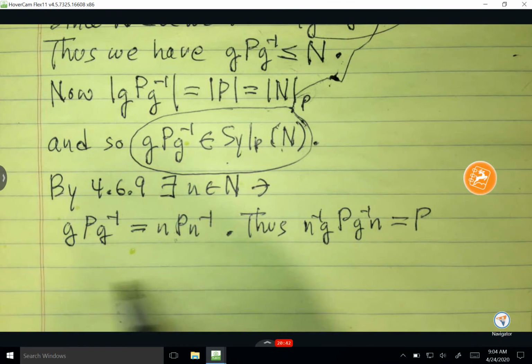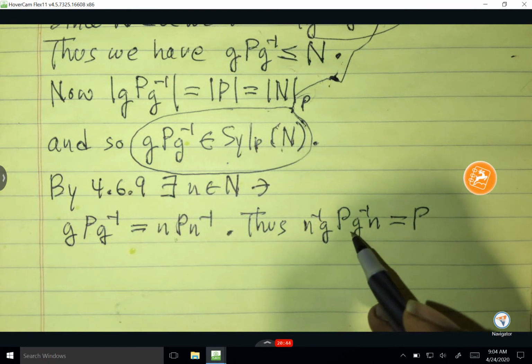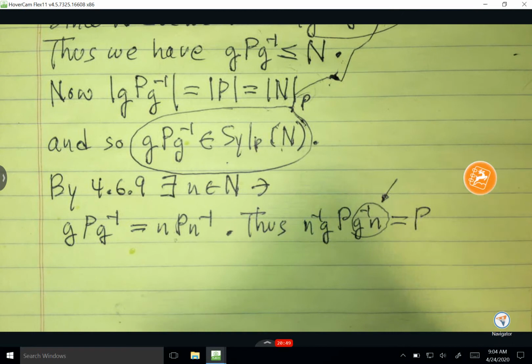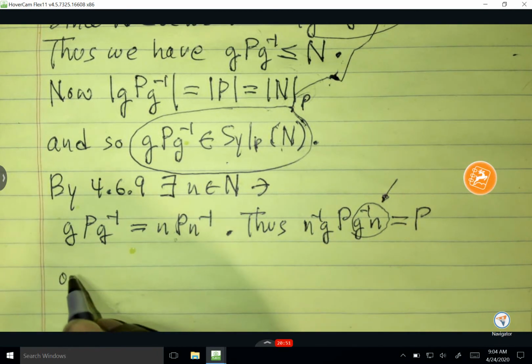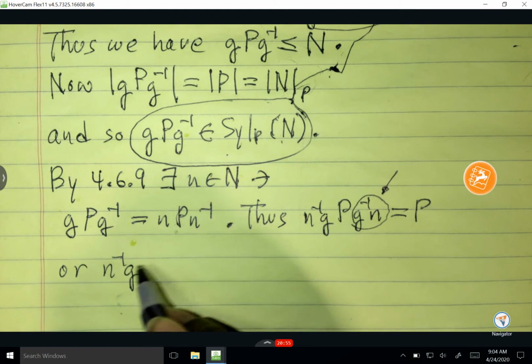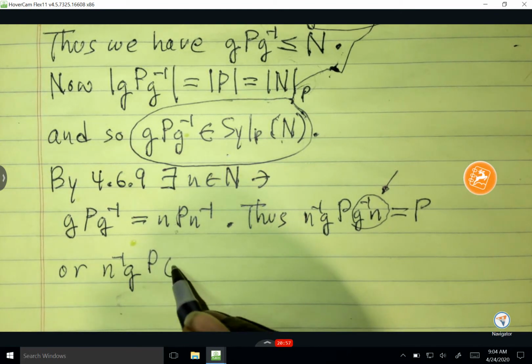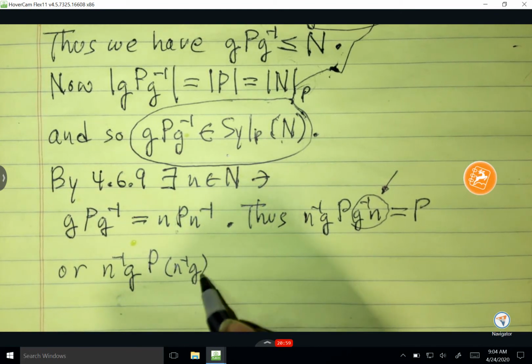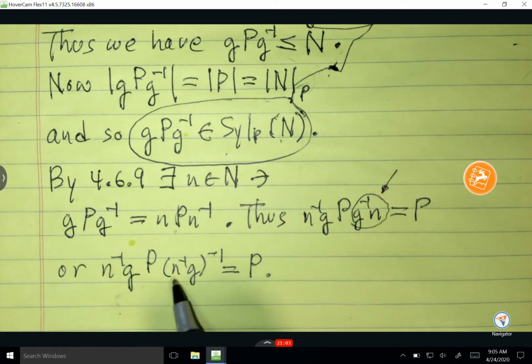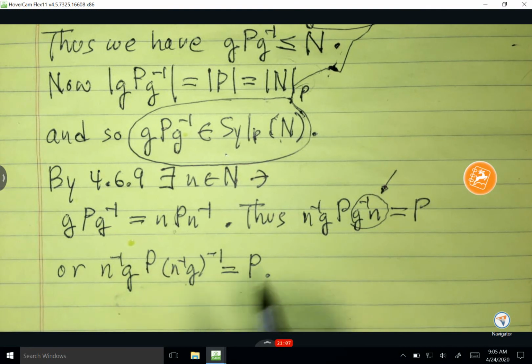Or you can rewrite this thing. This element of G can be rewritten. Okay? Or n inverse little g P, and then n inverse g inverse is P. Because the inverse reverses the order, and the inverse of the inverse is the element. So you get that.